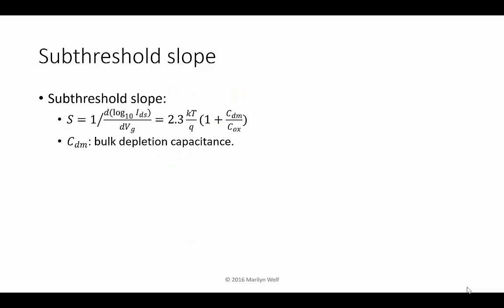The subthreshold slope is known as S. It's defined as 1 over the derivative of the log base 10 of the drain current with respect to the gate voltage. S depends upon the ratio of the bulk depletion capacitance to the oxide capacitance. We want the subthreshold slope to be large because that means that the subthreshold current drops off quickly as we go below the threshold voltage.